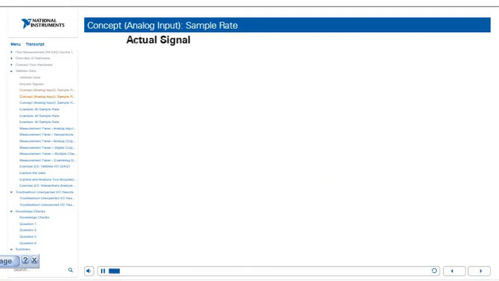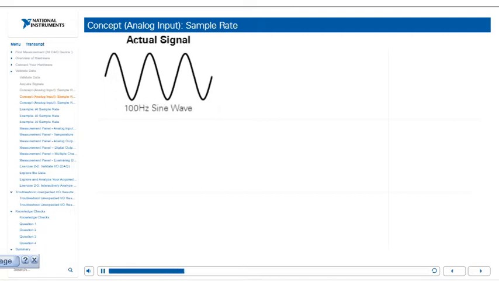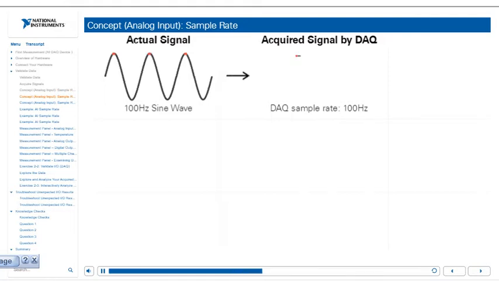Now, let's take a look at how to choose the correct sample rate based on the signal you are trying to acquire. Here, we see that the signal that we are trying to acquire is a sine wave that has a frequency of 100 Hz. This means that the sine shape repeats 100 times per second. If you set your NI DAC device's sample rate to 100 Hz, the same frequency as your actual signal, your acquired signal for this example will look like a straight line, which does not accurately represent the actual signal.